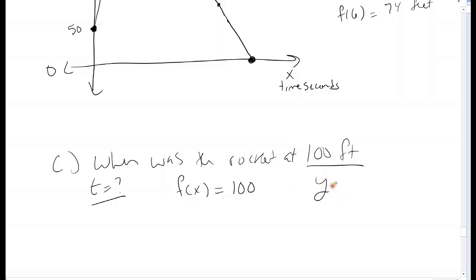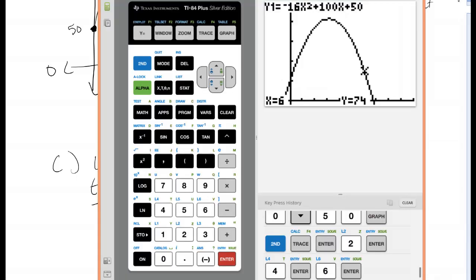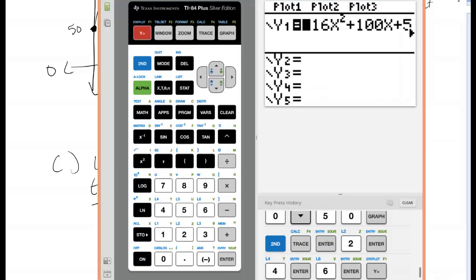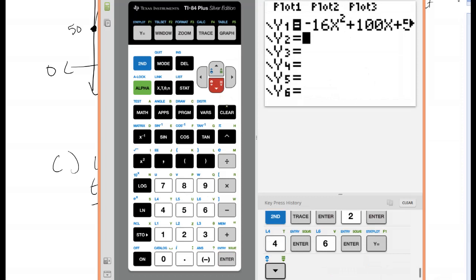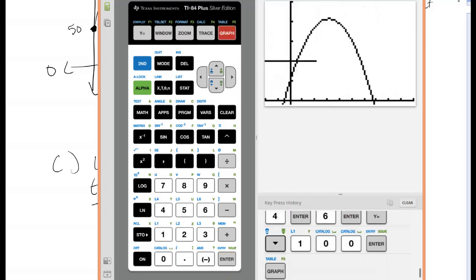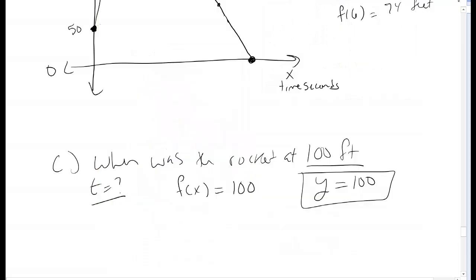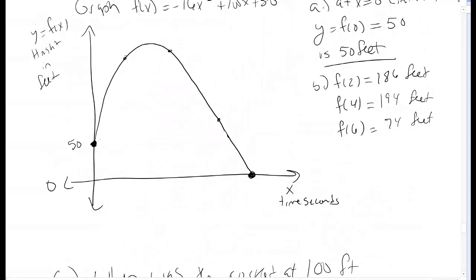So what I'm going to do is type y equals 100 in, right? That's what I want to know. So I'm going to go to my graphing calculator, go to y equal. I'm going to leave my negative 16x squared, 100x plus 50 there. Underneath it in y2, I'm going to type in y equals 100 and enter. And I'm going to graph, and it should graph that line. So there is the line that represents 100 feet above the earth. That's my y equals 100.